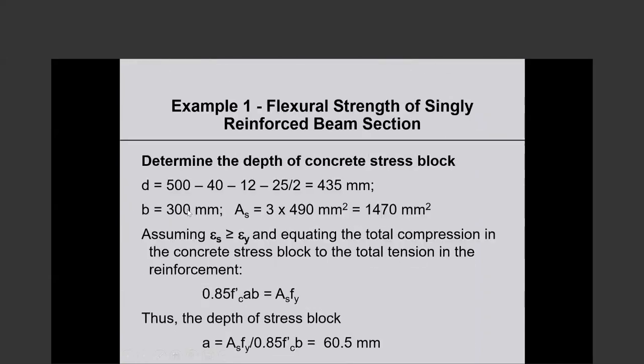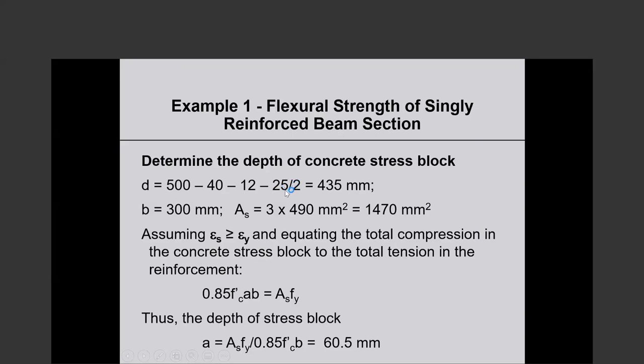Okay, so first is effective depth. We have a total depth of 500 millimeters, 40 millimeters of clear cover. 12 millimeters is the diameter of the stirrup that has to be around the longitudinal reinforcement, and the longitudinal reinforcement is 25 millimeter diameter. We go to the center of the longitudinal reinforcement, so half the diameter.